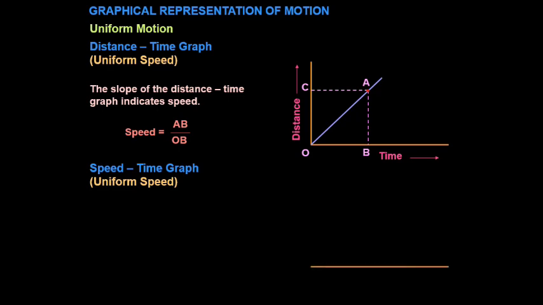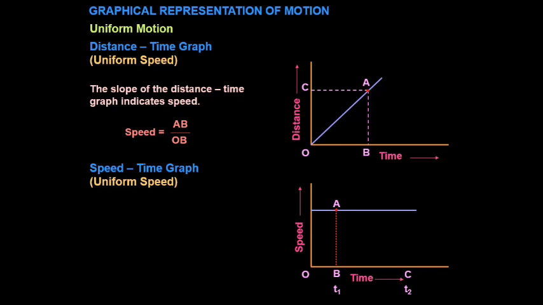Speed time graph. That is uniform speed I'm talking about. So the speed is not changing with time. So what will be the shape of the graph? The graph will be a parallel line because the value of speed is not changing.